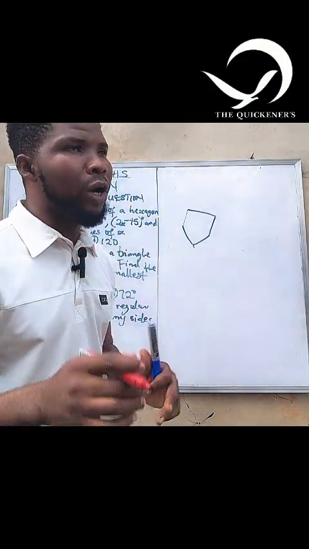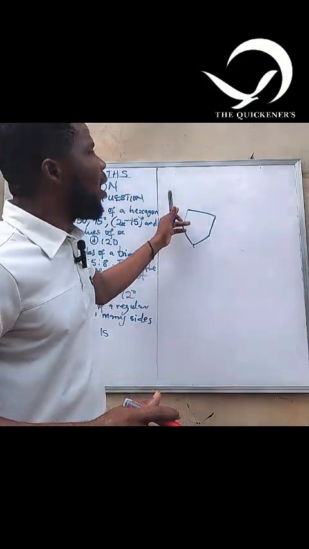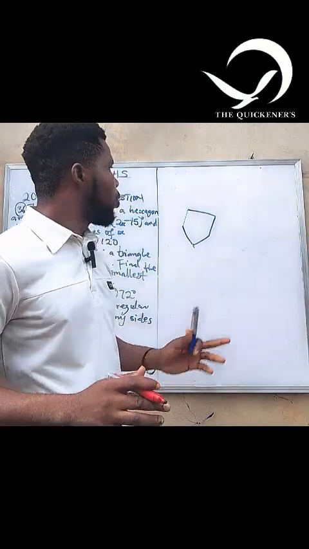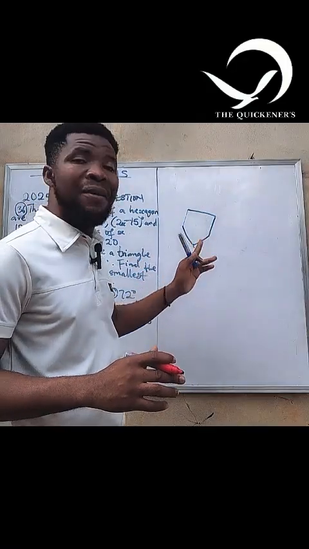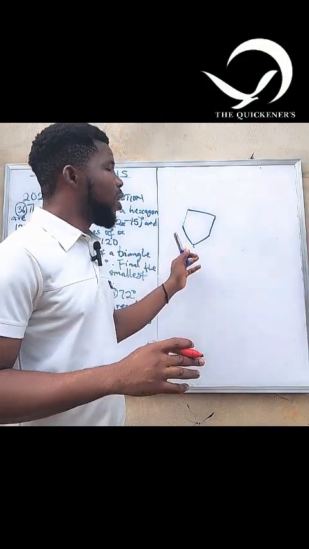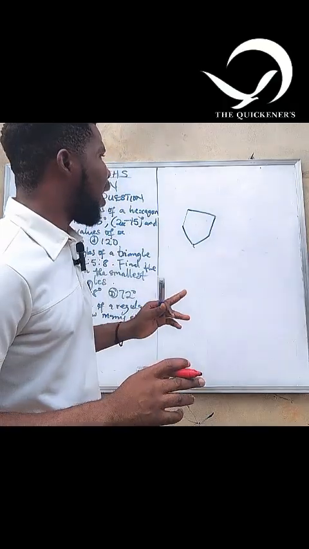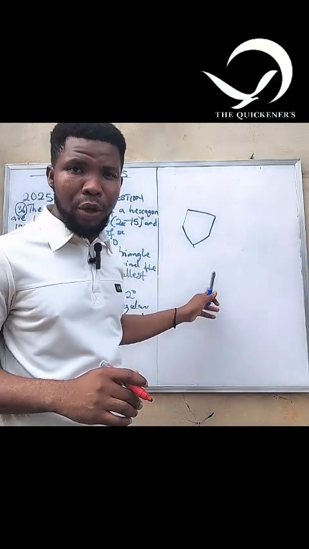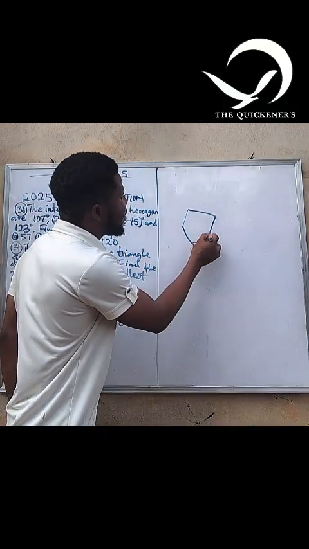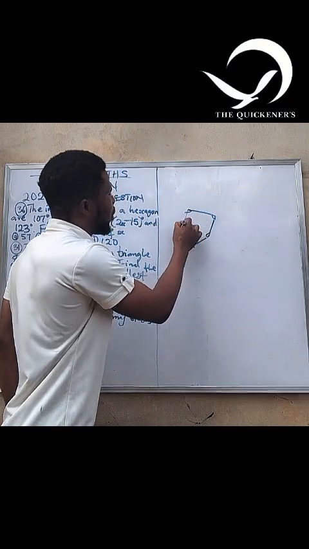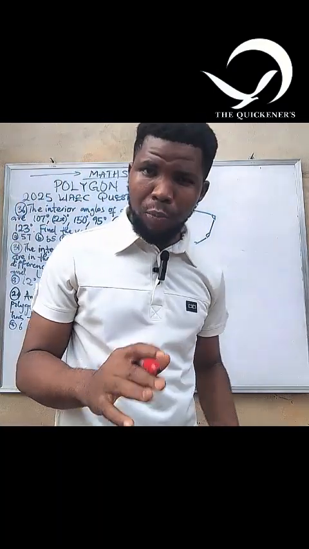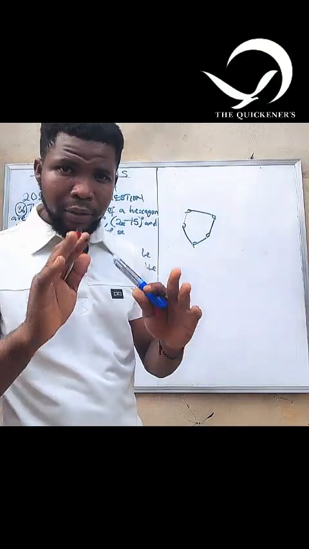Now, regular polygon, that is to say that all the sides it has are equal. So if 1, 2, 3, 4, 5 sides are equal, it becomes a regular polygon. Do you understand me? Also, if it is a regular polygon, then all the angles inside are also equal. Those are the basic things.